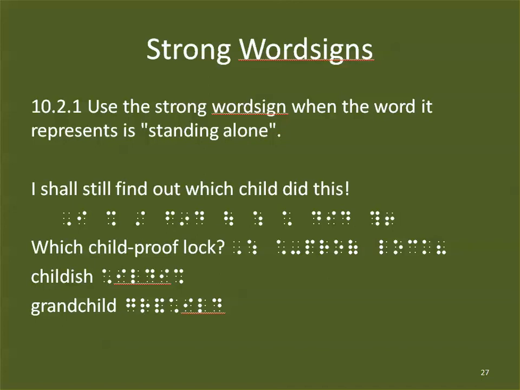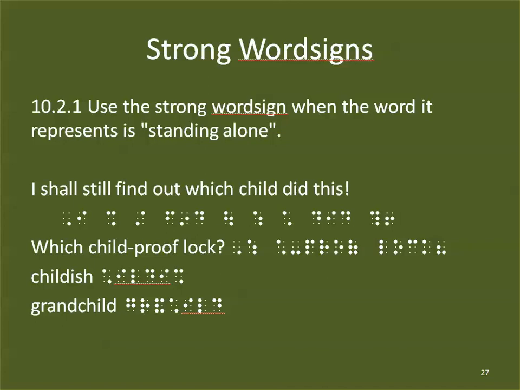Then the next sentence: "Which child-proof lock?" So child, well, first of all, which has a capital indicator in front of it. That does not affect standing alone status. Presumably there's a space before that, and we can visually see that there's a space afterwards. So that meets the qualifications for standing alone. And then we have child. There's a space on one side and a hyphen on the other. So it's standing alone, and we can use the contraction.